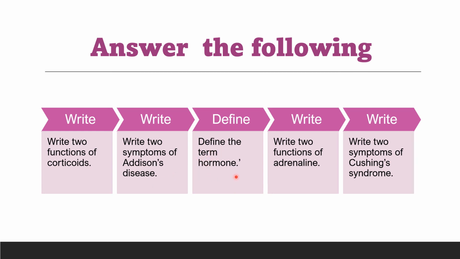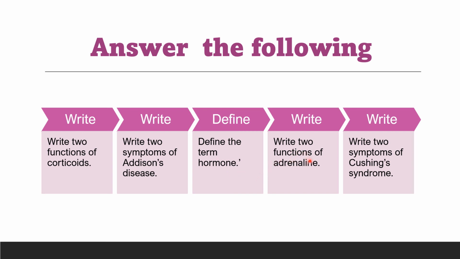Define the term hormone. What is the definition of hormone? Hormone is a secretion from some glandular part of the body. Or you can say it is a secretion from endocrine glands, which is poured directly into the blood and which acts on the target organs or cells of the same individual, bringing about coordination between distant parts of the body. That is the definition of hormone. Very important, you have to learn that.